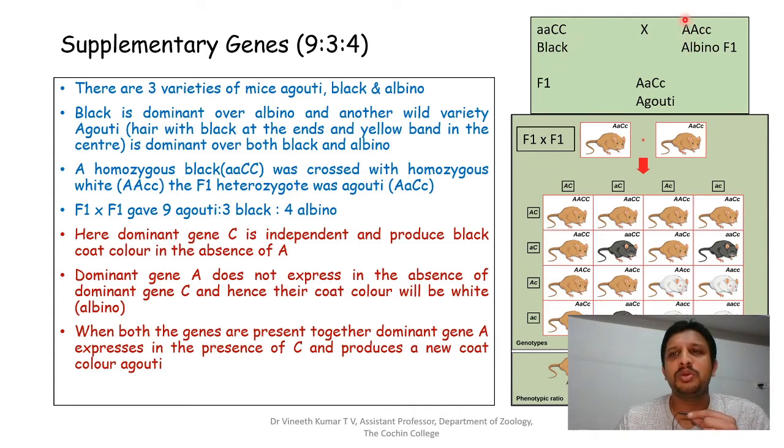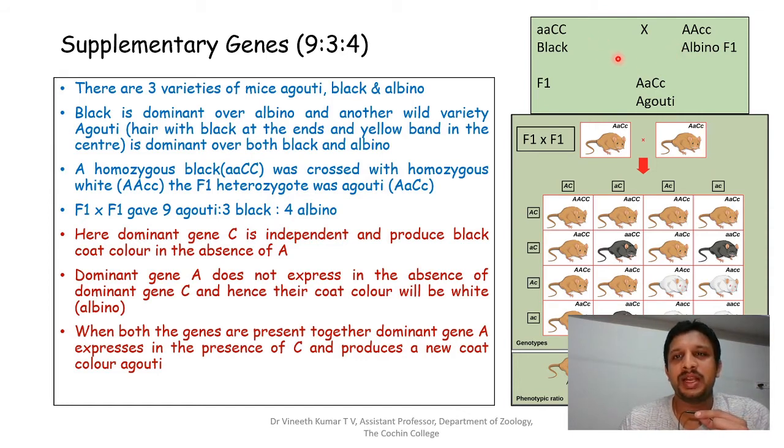But when you come to the other gene, the second gene, when this is present alone, only capital A is here. The other one is recessive. So when capital A is present alone, you can see that it does not produce its effect. It cannot produce any coat color, and hence the individual will have a white coat color.